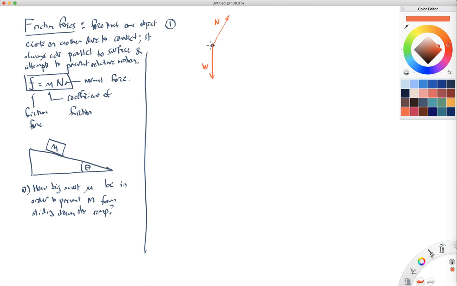What other forces are acting on it? Well, if the block tries to slide down the ramp, the friction force that the ramp exerts on it is in the opposite direction, so it's up the ramp, and it's parallel to the ramp. Notice that the friction force and the normal force are at right angles to one another, because one is applied parallel to the surface and the other is perpendicular to the surface. Okay, so there we have it.